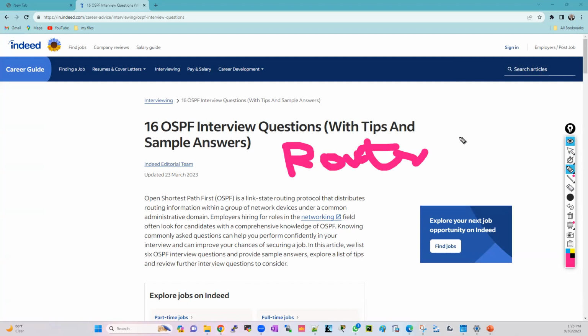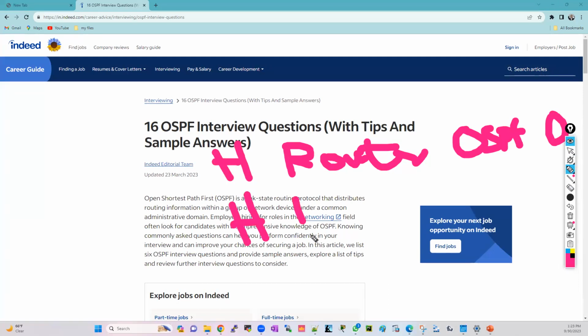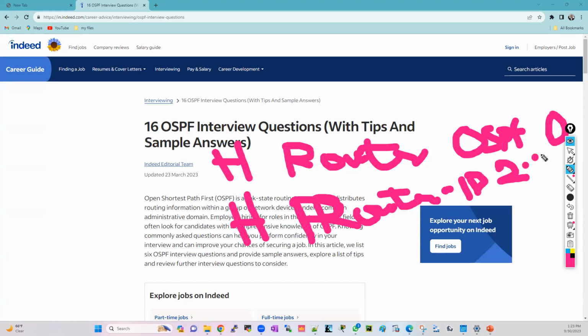OSPF, let's say area 0, right? This is the first command. The second command would be IP or router ID, router-id. We now specify the ID. The ID can be any number we want, but it must be 32 bits. Okay. So if you fail to run this command, OSPF by default will select the highest IP on the router interface.